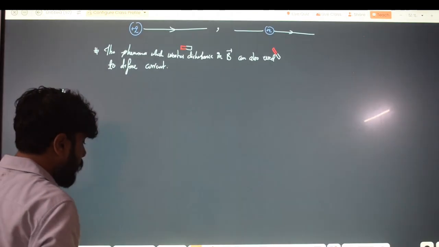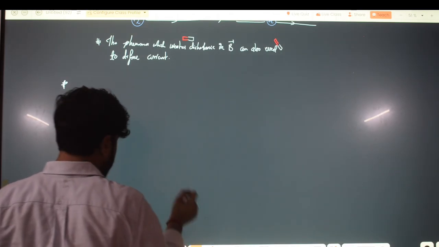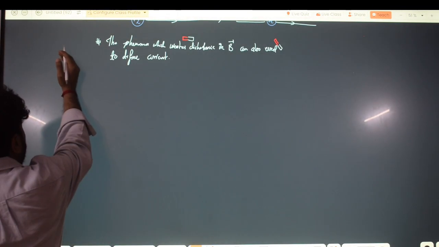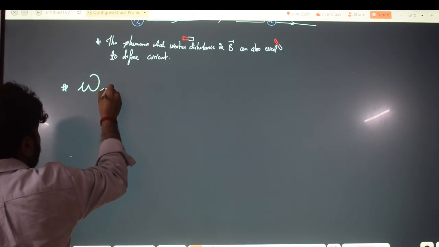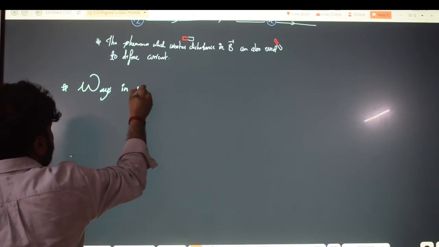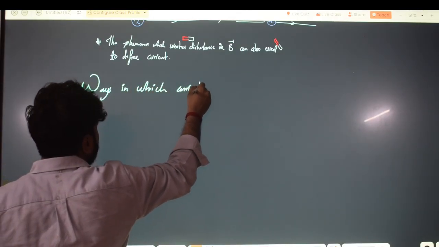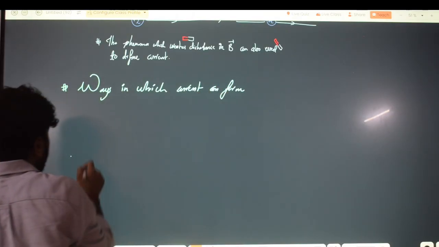Right. So that means if I take a conductor, or let's say another example we are taking, ways in which current can form. So there can be many ways.